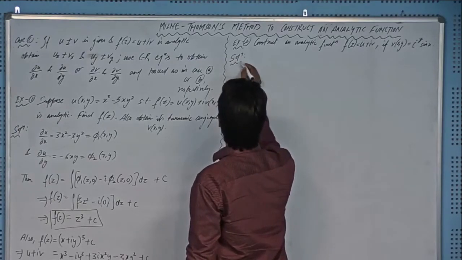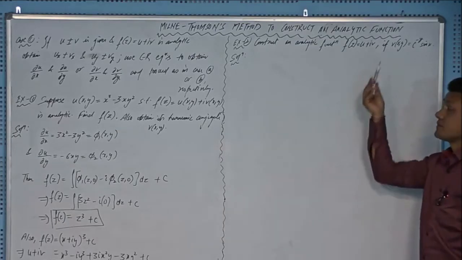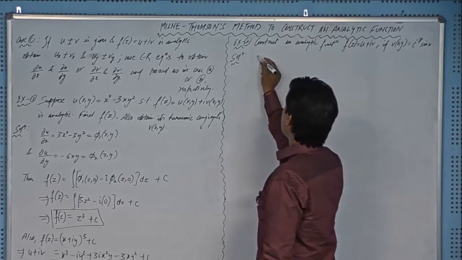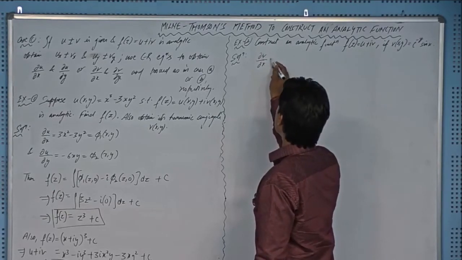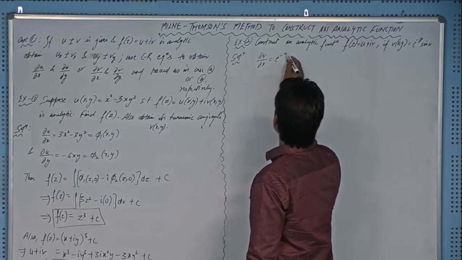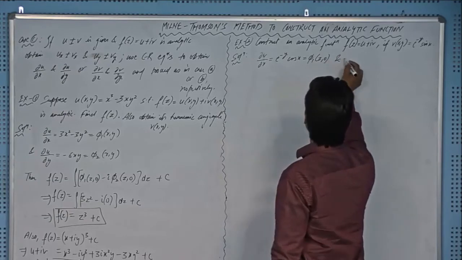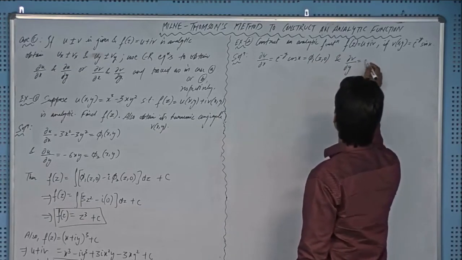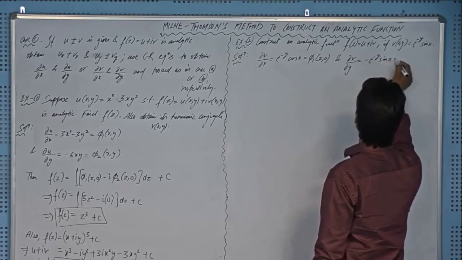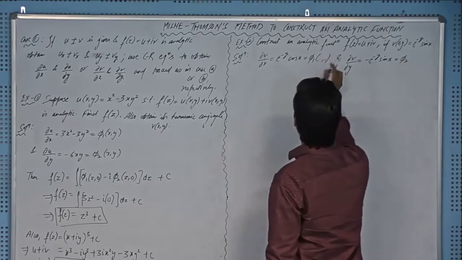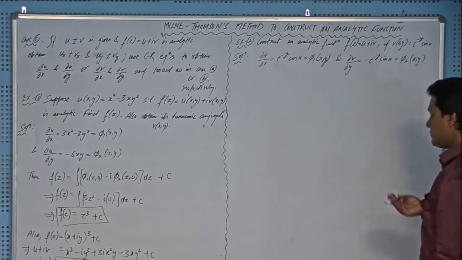Solution. Okay, since v is given, we will obtain obviously the partial derivative of v with respect to x and y. There is no choice. Del v over del x is equal to e to the power minus y cos x, and let me call it phi 1 x comma y, and del v over del y is equal to negative of e to the power minus y sin x, and let me call it phi 2 x comma y, right?